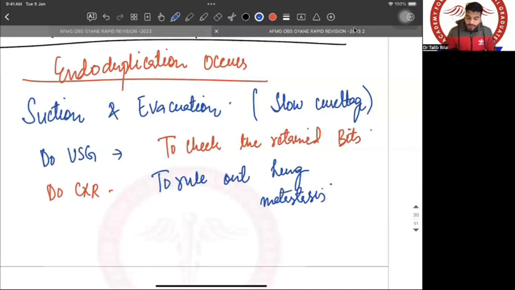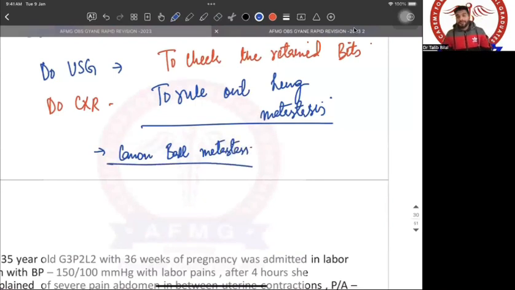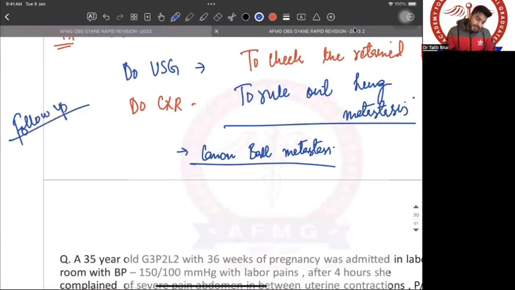To rule out lung metastasis, because if the choriocarcinoma, if this cancer goes to the lungs, there will be what, guys? Cannonball metastasis, or cannonball appearance in the chest X-ray. That is why, to rule out that cannonball metastasis, we go with the chest X-ray, and you have to advise the patient to follow up HCG. Follow up HCG for how many months, guys?